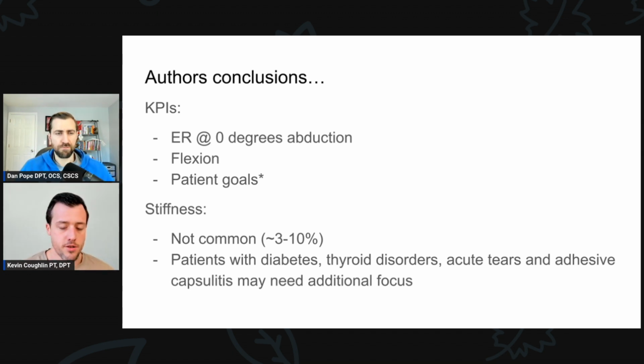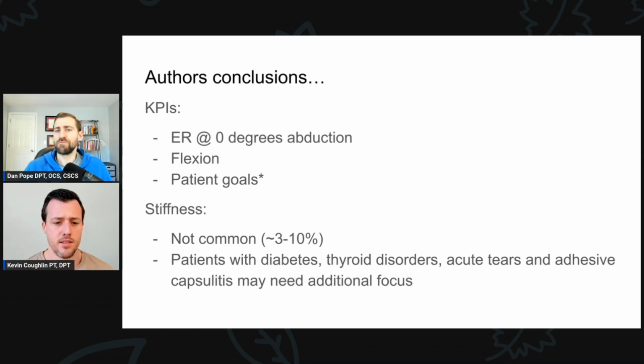And then another thing that we want to track over time is stiffness. And as the authors mentioned, this is not common long-term. So there are a subset of patients that do seem to get stiff, and they're people that we might spend more time doing passive range of motion on, or other soft tissue modalities to improve their range. And this is generally patients with diabetes, type 1 or type 2, I would say, certain types of thyroid disorders, people that had acute tears, or if they're developing an adhesive capsulitis. These are people that we need to give additional attention to for the range of motion.